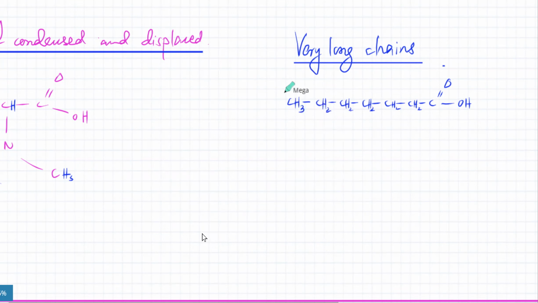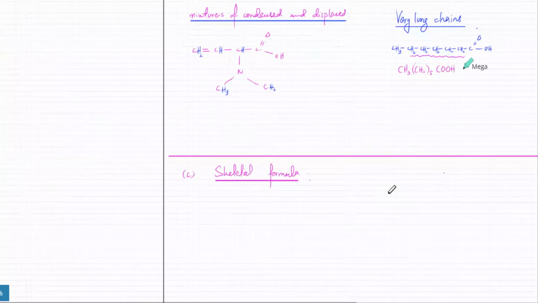So instead of writing the CH2s so many times, I can start with the first one, CH3. The next one is CH2, but that's repeating. How many times? It's repeating 5 times. So I'll just write 5. And then I have CO and then OH. So you can compress the carbon chain as well. Is that clear?